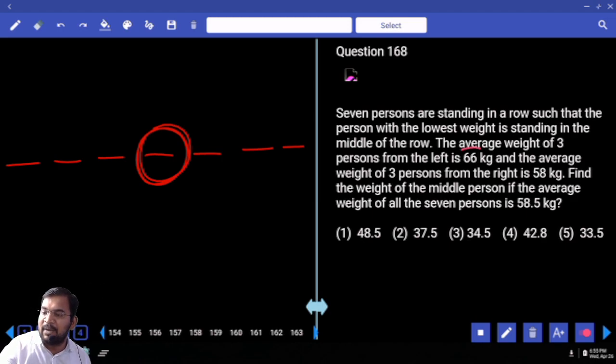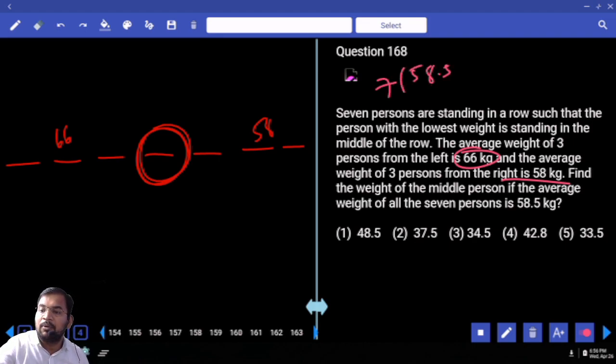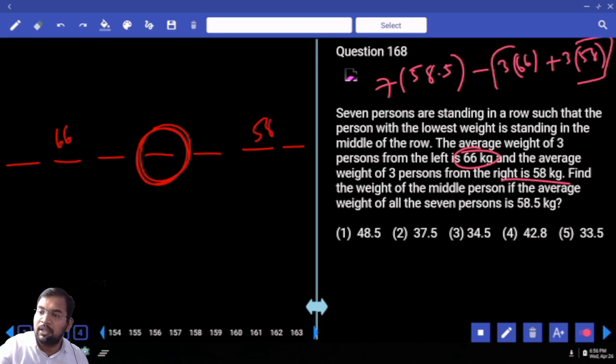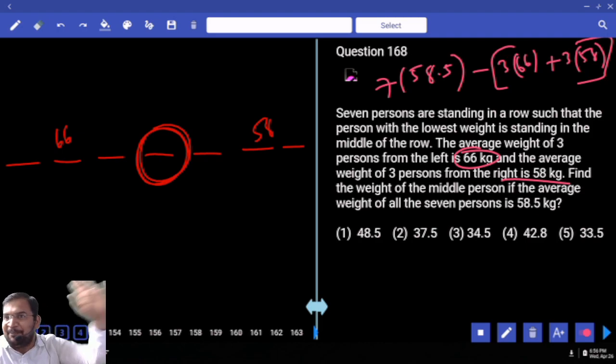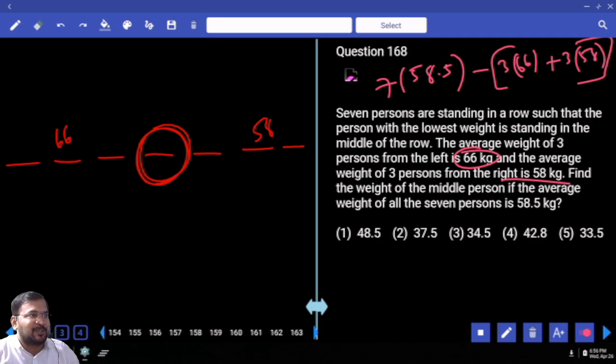So first 3 from the left side, the average is 66. From the right side, 58. General students solve it very fast: 7 into 58.5 minus 3 into 66 plus 3 into 58, then solve this and you get the answer. Very good. Total 7 persons, subtract the first 3 and last 3, then you get the middle person. General students do that, but we don't do that. See here how you are solving. Look at me here.